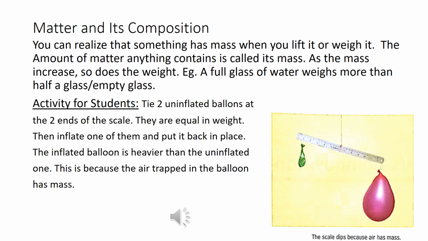There is a simple activity for students. You can do this at home if you want. Just tie two uninflated balloons at the ends of the scale. They are equal in weight. Then inflate one of them and put it back in place. The inflated balloon is heavier than the uninflated one. This is because the air trapped in the balloon has mass.